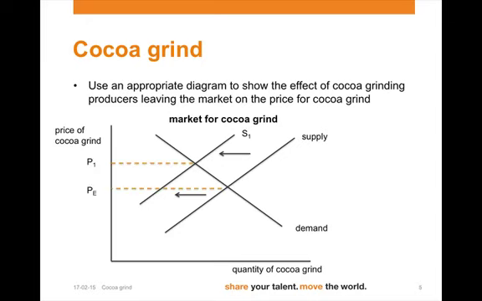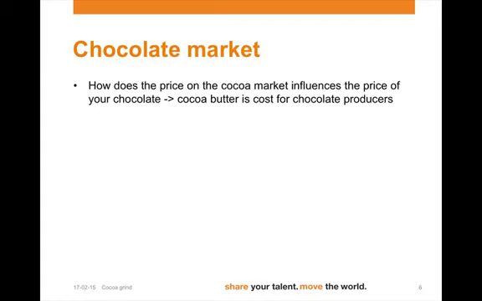We expect a new equilibrium to be reached, so compared to the price at equilibrium, we expect the price to increase to P1. So now we have established that cocoa grind will become more expensive. The question now is, how does that influence the price of your chocolate?